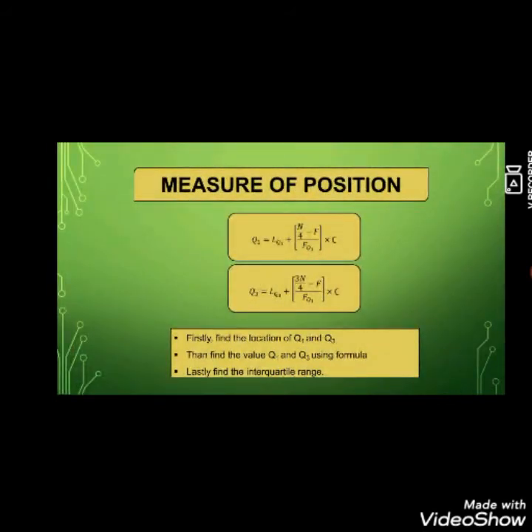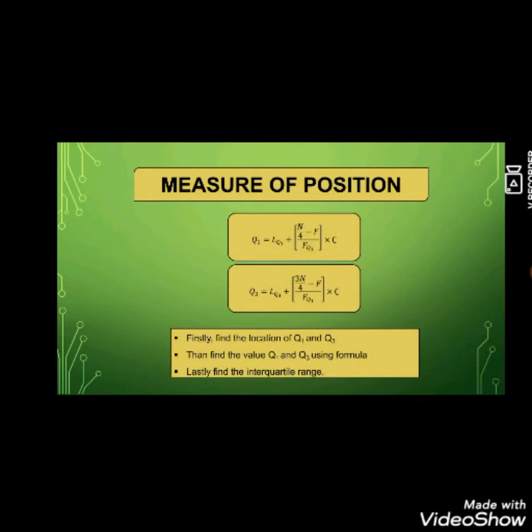Next is measure of position. They also have 3 steps to get the measure of position. First step is to find the location of quarter 1 and quarter 3. Our quarter 1 is at position 20 and our class interval is 6,007 to 12,007. And our quarter 3 is at position 60 and our class interval is 7 to 6,006.